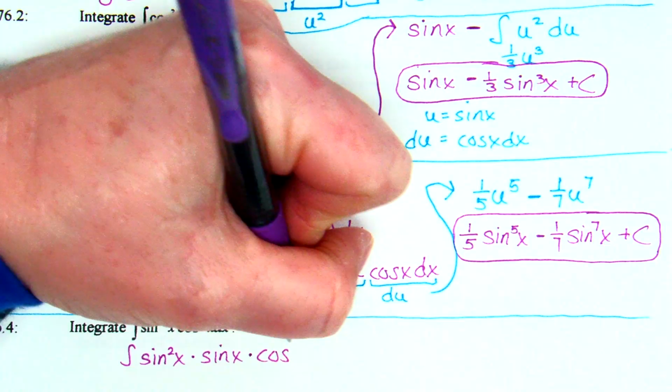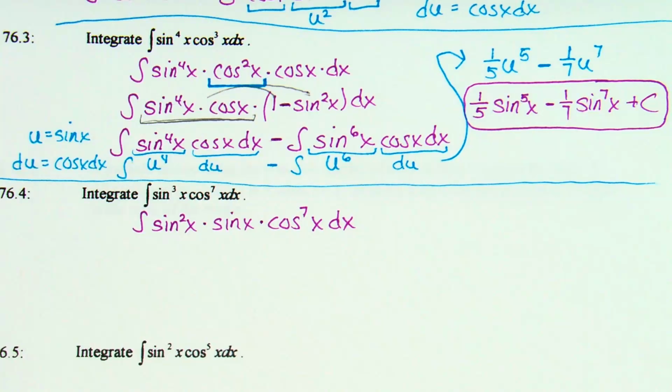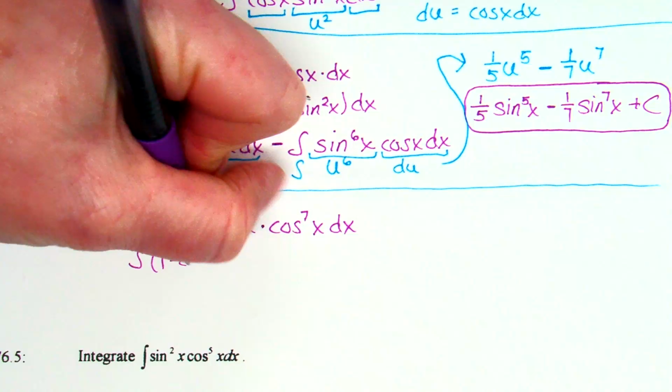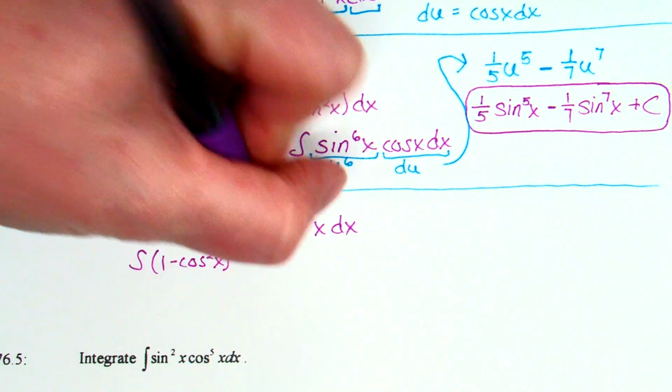What am I going to replace? The sine squared, the even. So now, sine squared is going to be in parentheses 1 minus cosine squared x, still times sine x, still times cosine to the 7th x, dx.